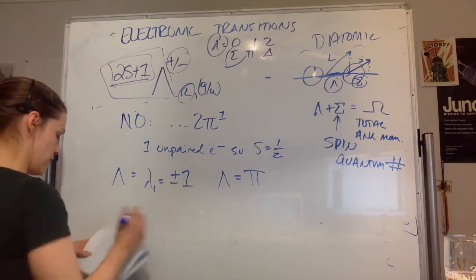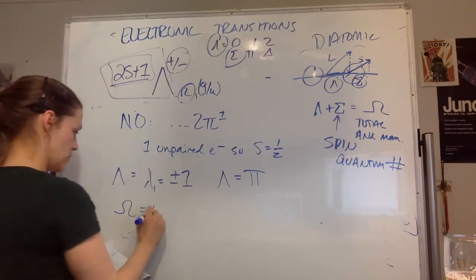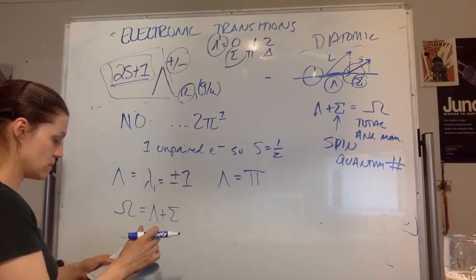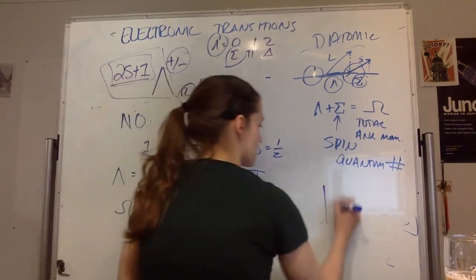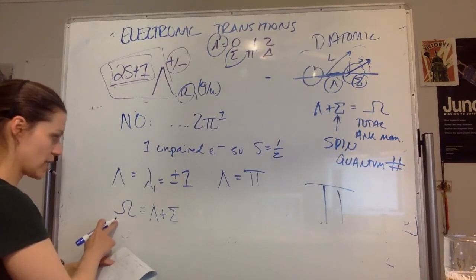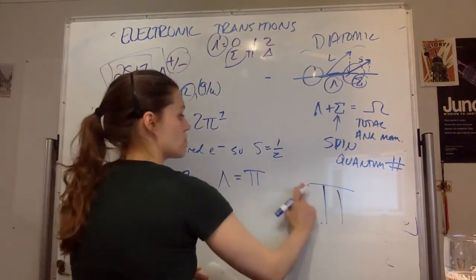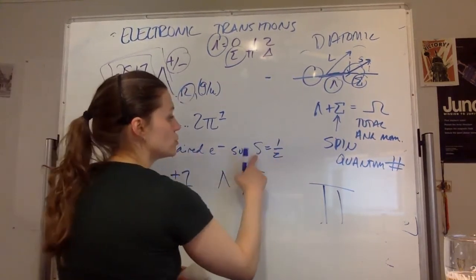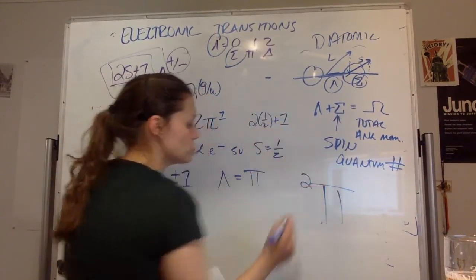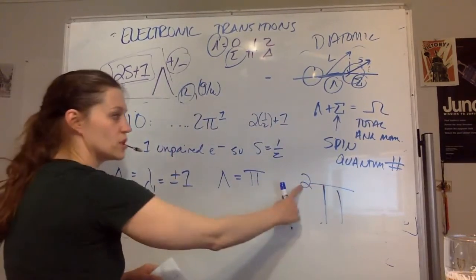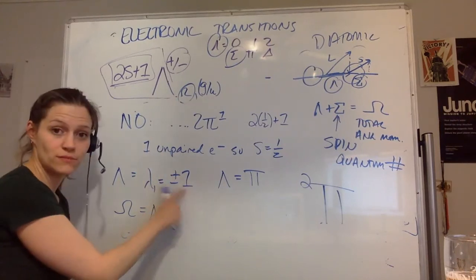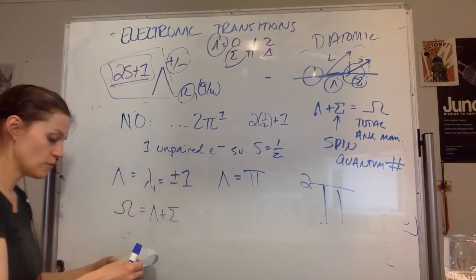So then we have omega equals lambda plus sigma. And since sigma, oh, I should add. Okay, so there's our pi. Cool. And before I get to sigma, let's talk about S equals 1/2. So the number that goes here, 2 times 1/2 plus 1, that gives me 2 right there. So there's a multiplicity of 2, which tells me that there's 2 possible orientations, which is good because I have plus or minus 1 as my lambda. So there's my 2 possible orientations.